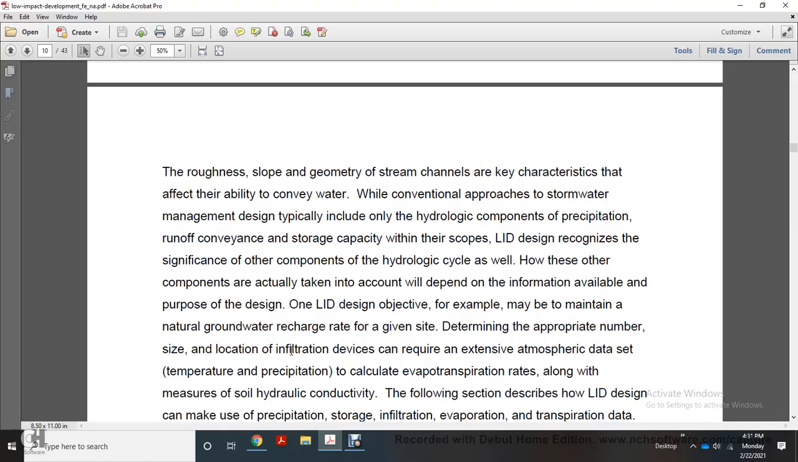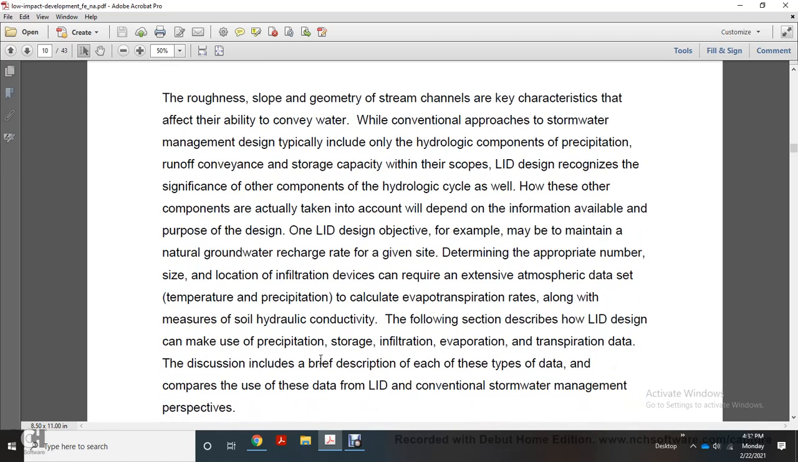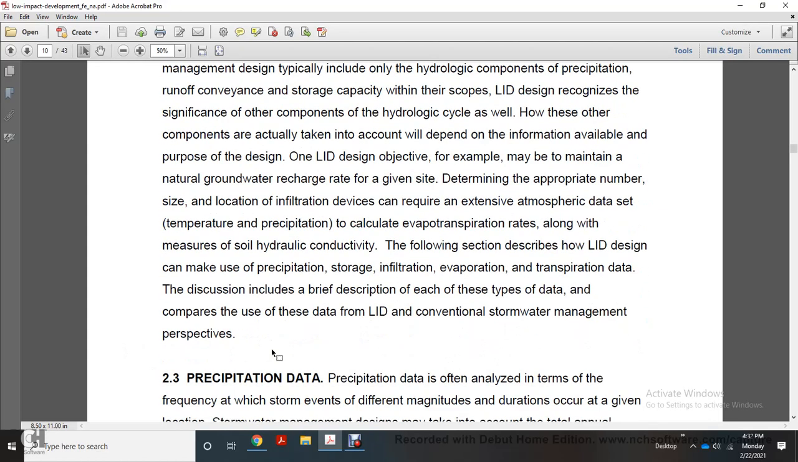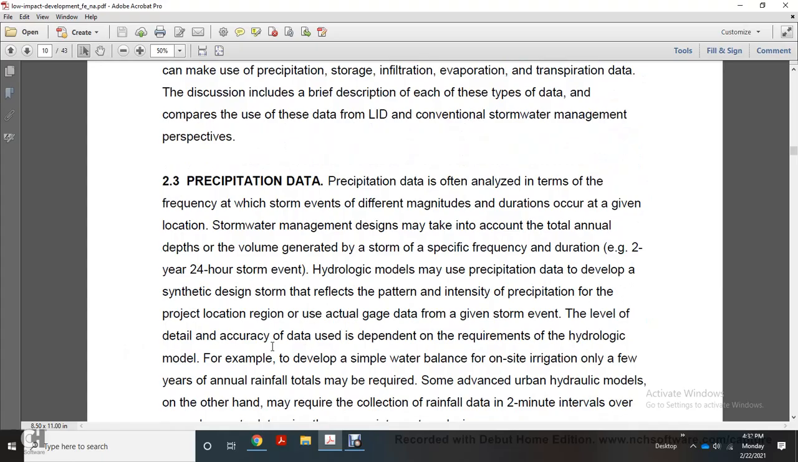Determining the appropriate number, size, and location of infiltration devices can require extensive atmospheric data sets: temperature, precipitation, calculated evapotranspiration rate, along with a measure of soil hydraulic conductivity. The following sections describe how low-impact development design can use precipitation, storage, infiltration, evaporation, and transpiration data. The discussion includes a brief description of each type of data and compares these data with low-impact development and the conventional stormwater management perspectives. Alright, precipitation data.